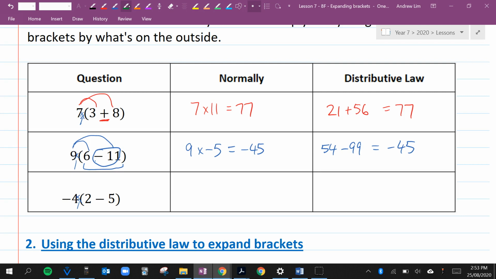Okay, so let's check our answers. How would we do it normally? 2 minus 5 is negative 3. So we've got negative 4 times negative 3, which is positive 12. Because 4 times 3 is 12, negative times negative is positive. But if we use the distributive law, we've got negative 4 times 2, which is negative 8. Negative 4 times negative 5 is positive 20. And minus 8 plus 20 is 12.